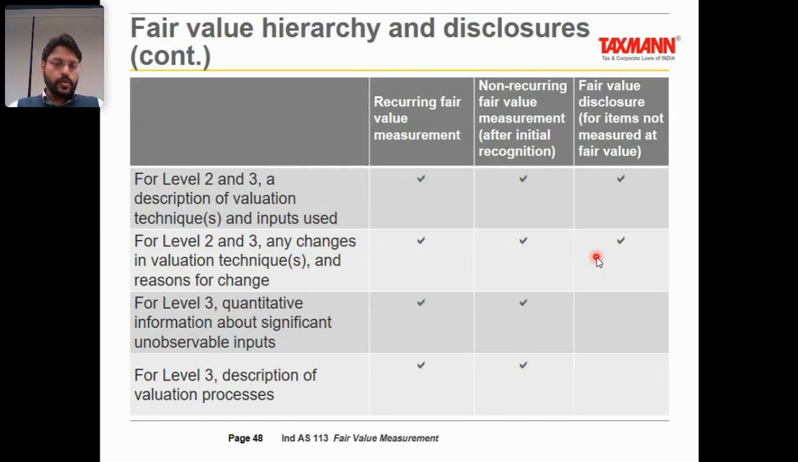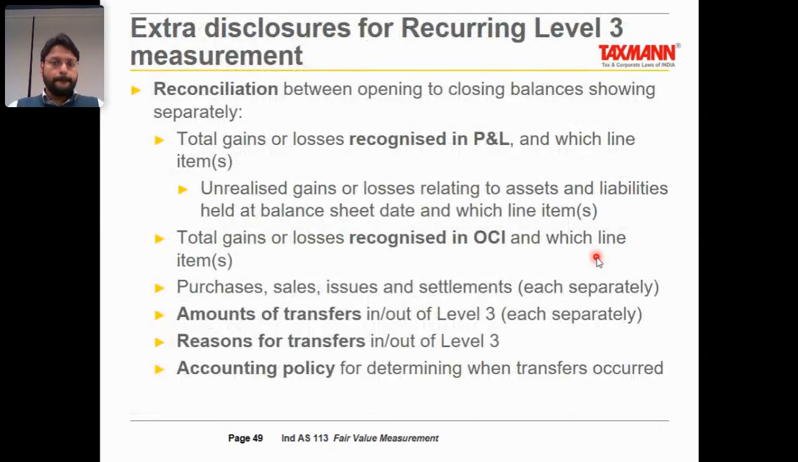Earlier you used market approach, now you use DCF approach because in previous year shares were listed, in current year shares are unlisted, so I have switched to DCF approach. So that could be the valid reason. For level 3, quantitative information about significant unobservable inputs. Level 3, description of the valuation processes.